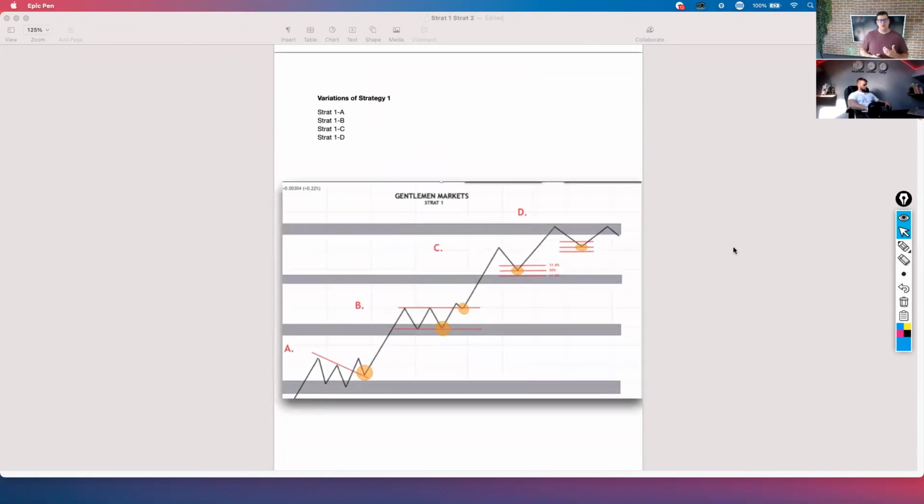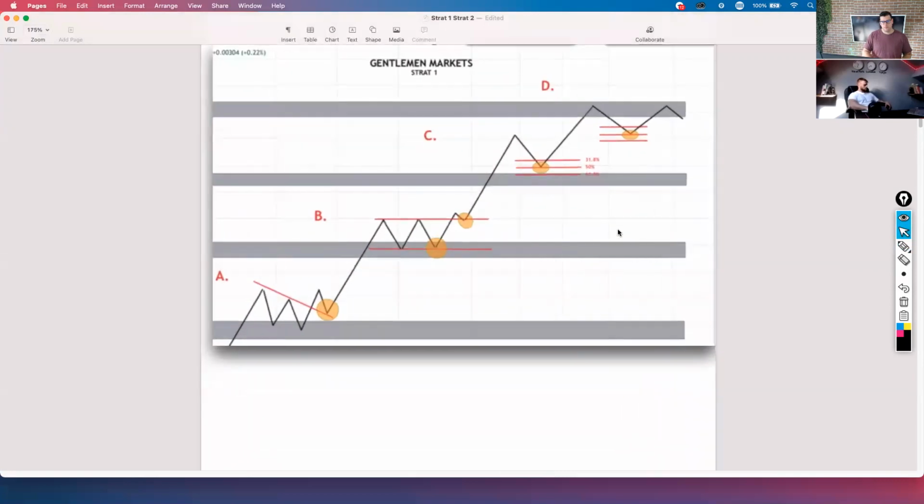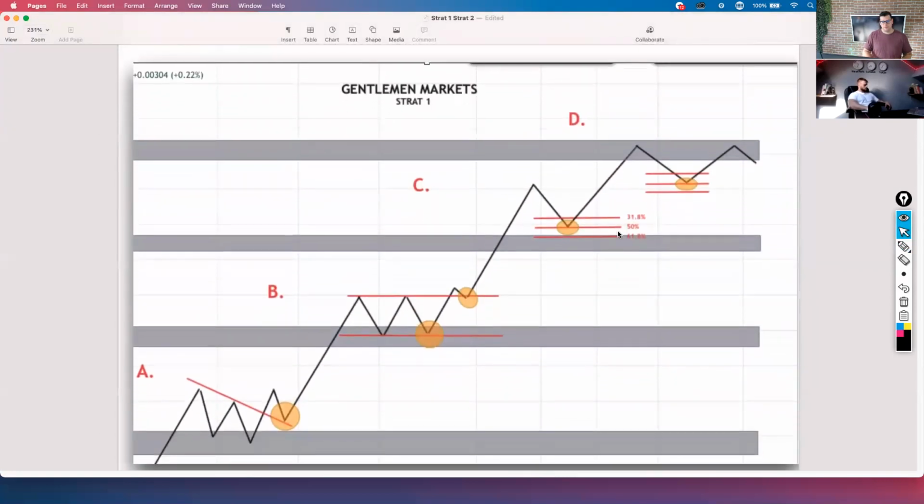Now, there's variations of strategy, which we're going to be calling Strat 1A, 1B, Strat 1C, Strat 1D. Okay, and as you can see, this is associated to the types of entries which we will now go through. Okay, so let's do that right now. Zoom it in a bit.